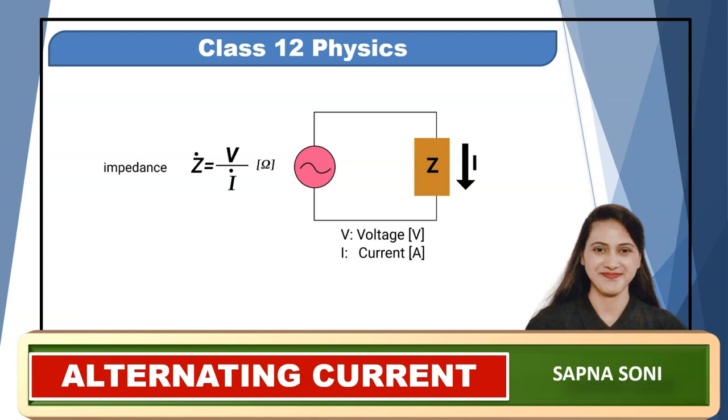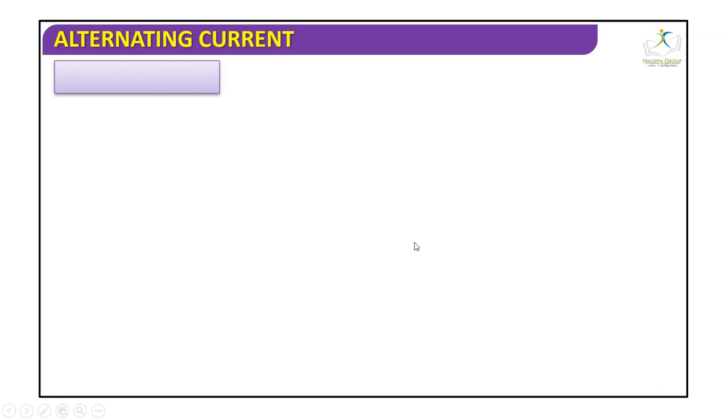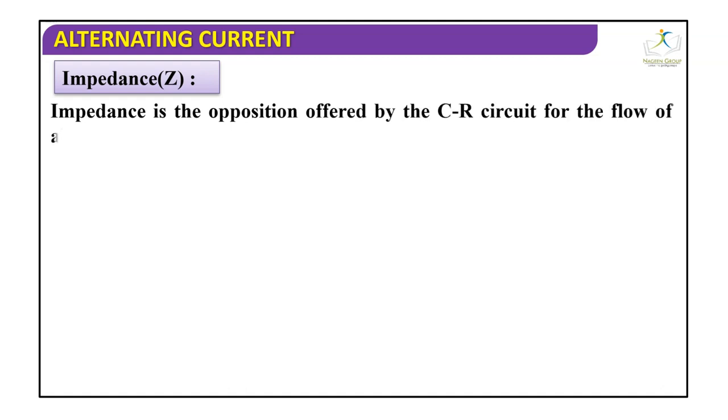Hello students, so now we are going to start the topic impedance. So let's start this topic. Impedance we are representing as Z. So what is impedance? Impedance is the opposition offered by the CR circuit.